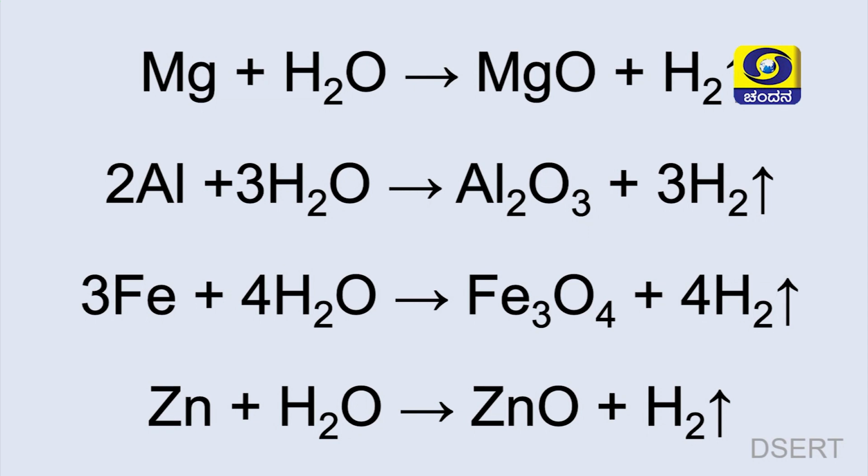Now, you can see different metals reacting with water. Magnesium reacting with water gives magnesium oxide, aluminium gives aluminium oxide, iron gives iron oxide, and zinc gives zinc oxide. In the process, in all the cases, hydrogen gas is liberated.